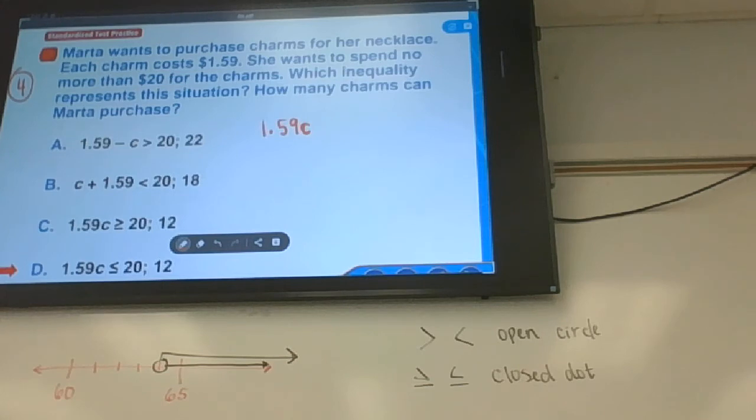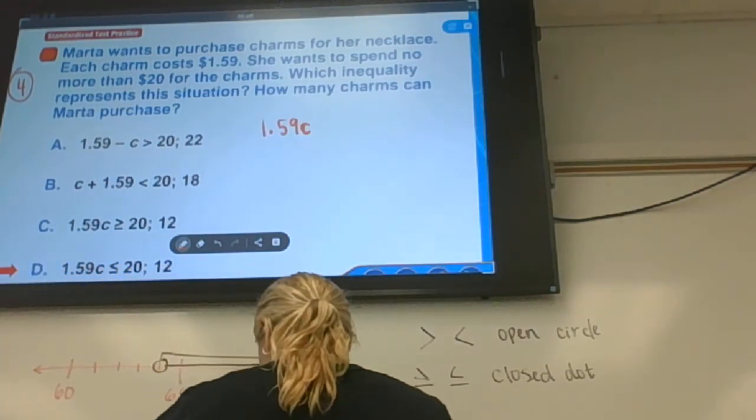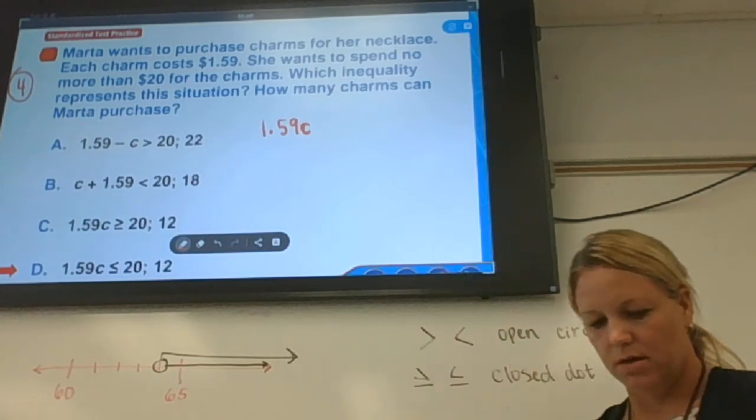No more than means that the variable is less than or equal to. I'll try to add like words and symbols up here, because if you have no more than, that means you must have less than.